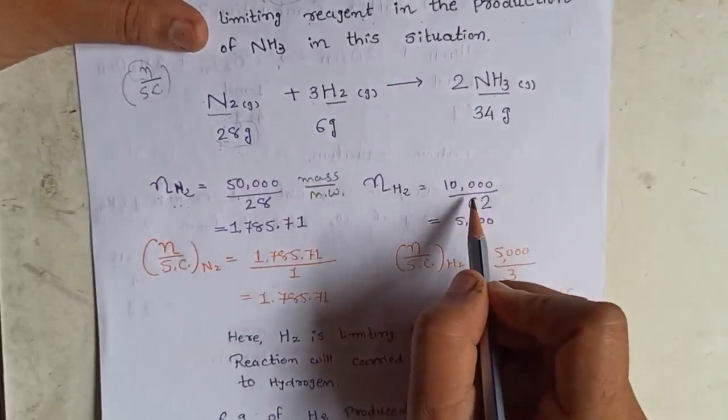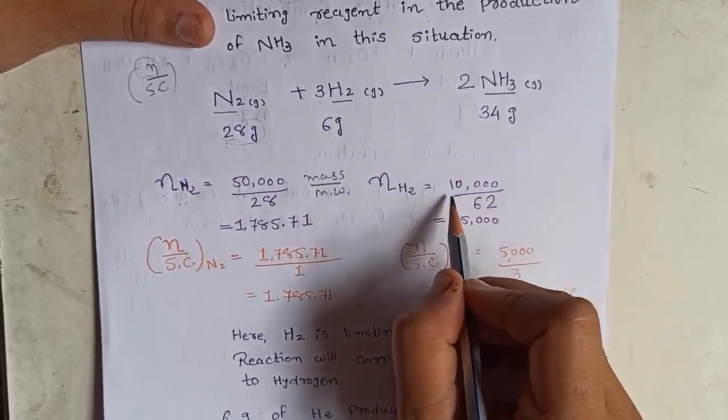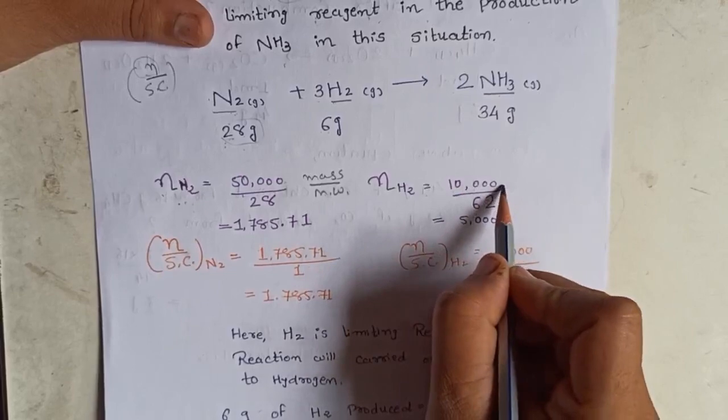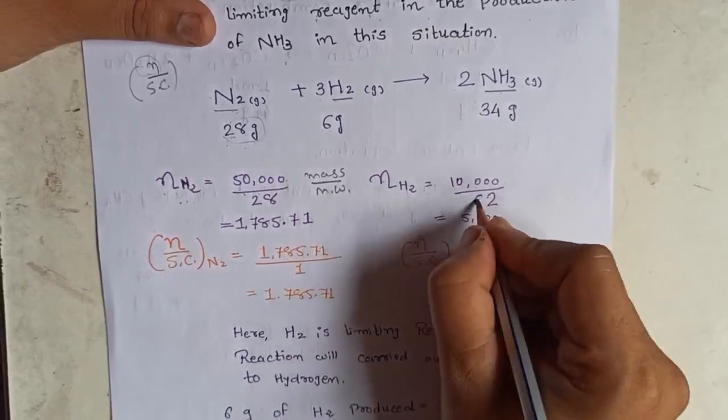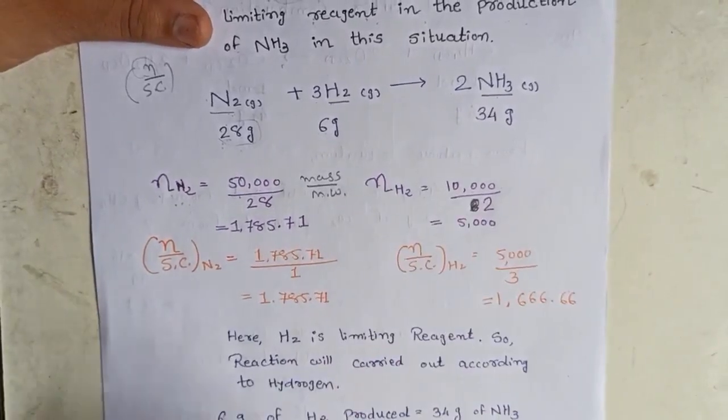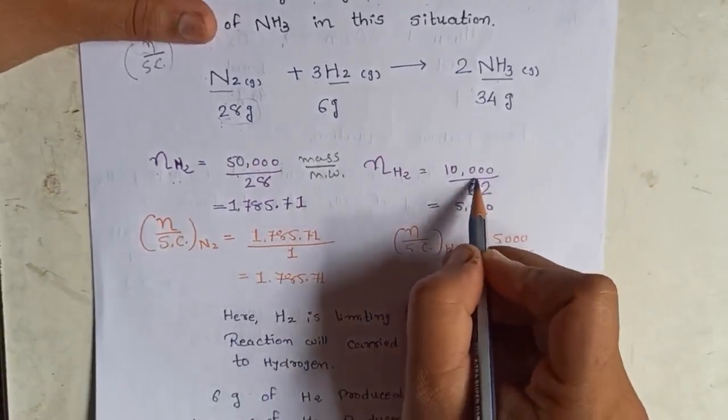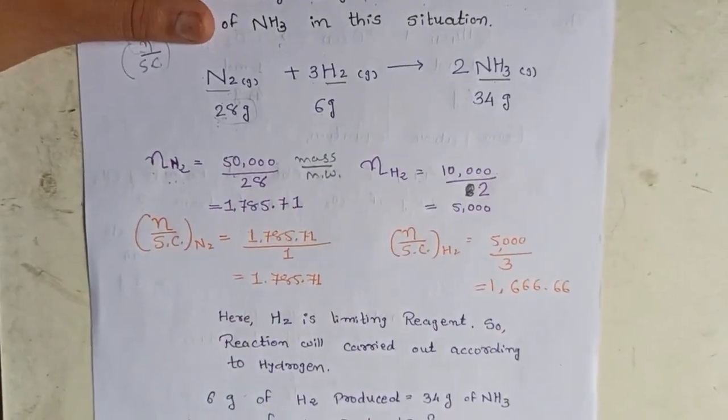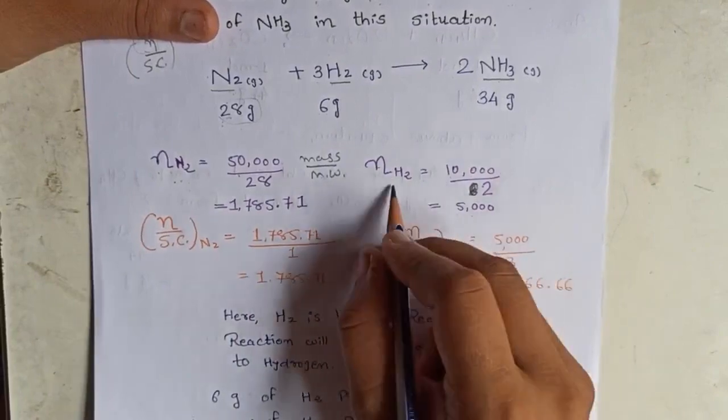Same for the hydrogen. Moles of hydrogen: here 10 kilogram of hydrogen is given. So, you have to convert that kilogram into gram. So, 10,000 gram of hydrogen divided by 2, right? Because the molecular mass of hydrogen is 2. So, you will get 5,000 mole of hydrogen.